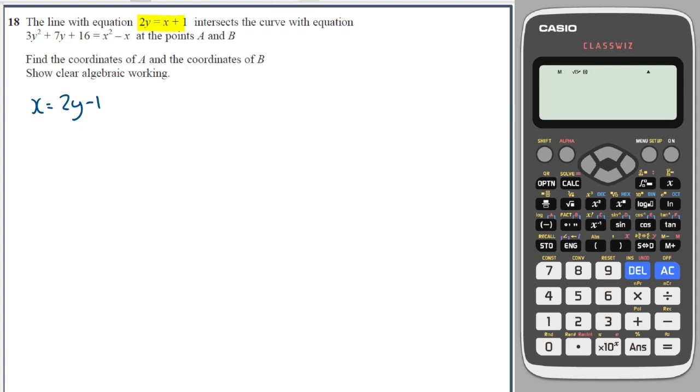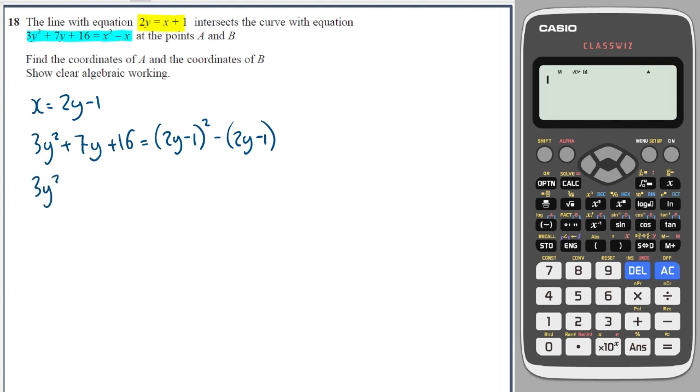Next, I'm going to write out the quadratic expression, and I'm just going to replace every x with 2y minus 1. So I get 3y squared plus 7y plus 16 is equal to x squared, which is (2y minus 1) squared, minus (2y minus 1).